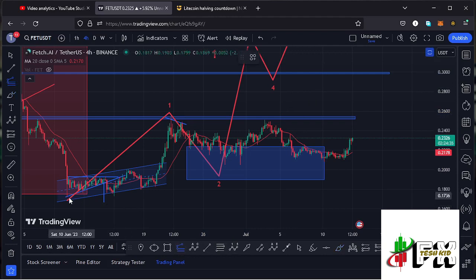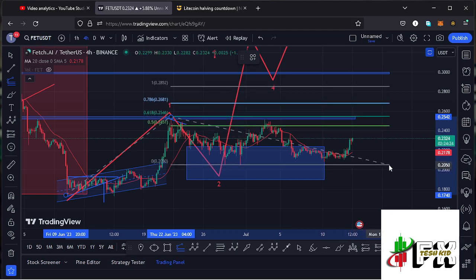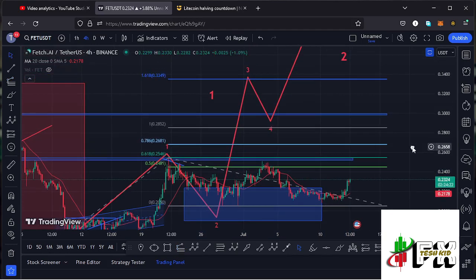And giving you minimum target areas for the third wave by connecting the trend-based Fibonacci from the low of the first wave to the high of that wave 1, then dragging the fibs to the low of the second wave, I get a minimum target area for the third wave at the fib level 1.618, and that is at around the $0.3349 mark, and that is the minimum that we can expect Fetch AI to do in the formation of that wave 3. And those are my breakout targets in the formation of that wave 3 here on the Fetch AI chart.